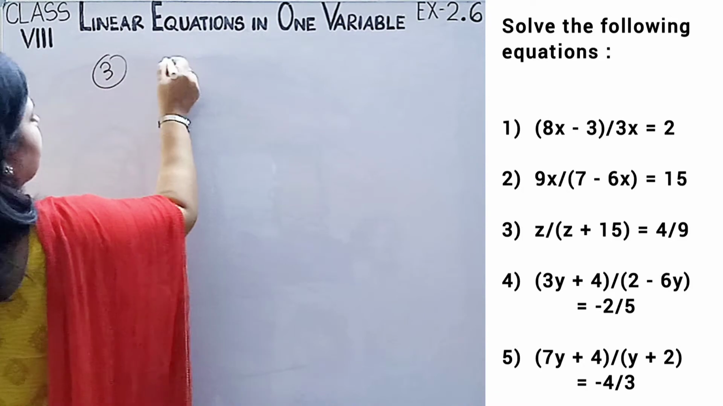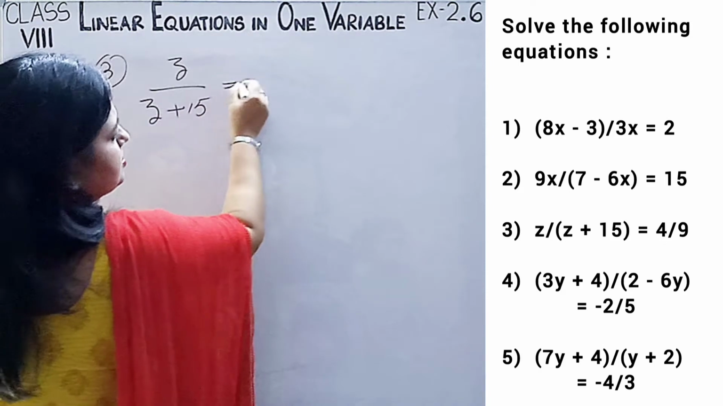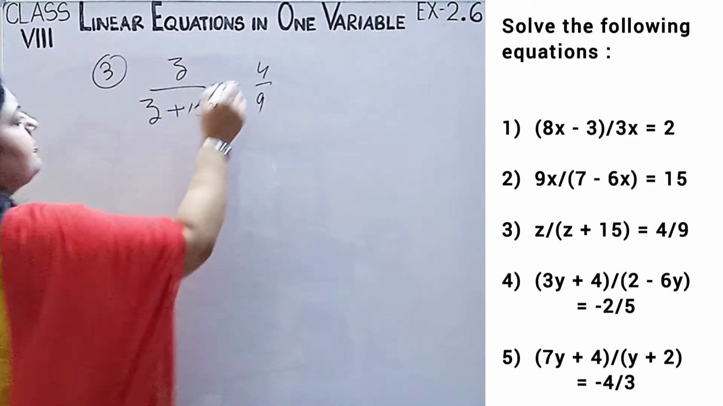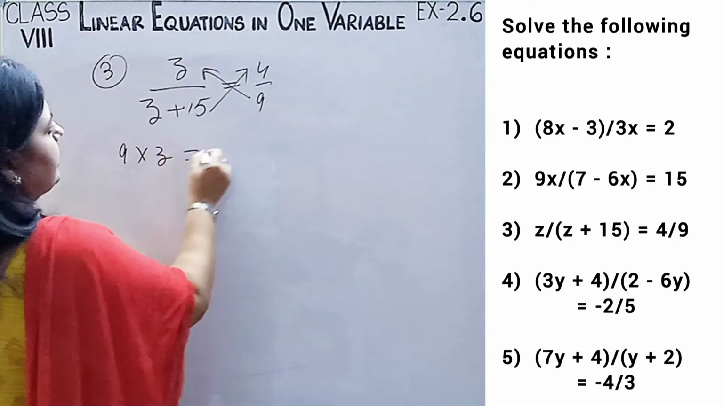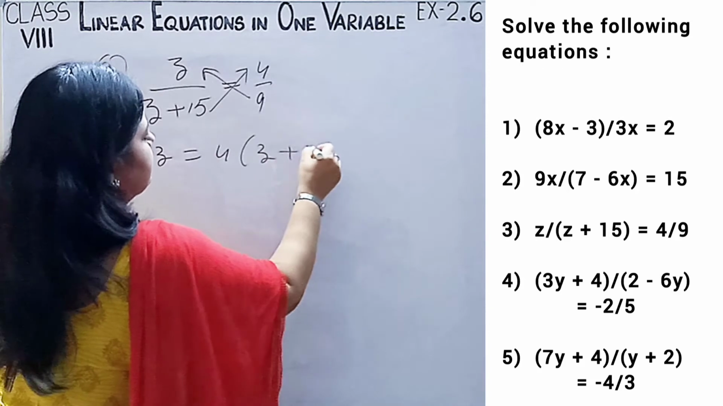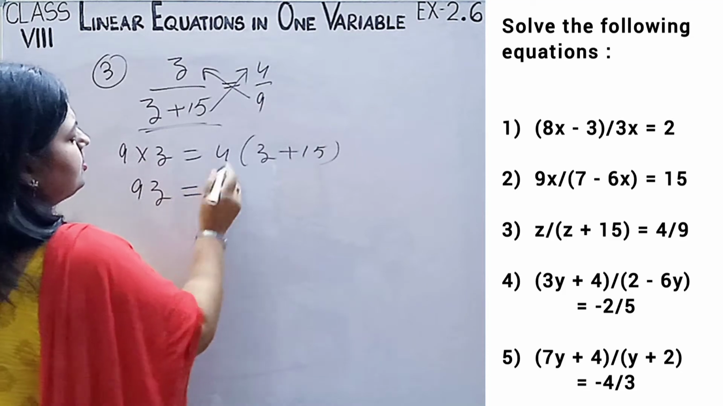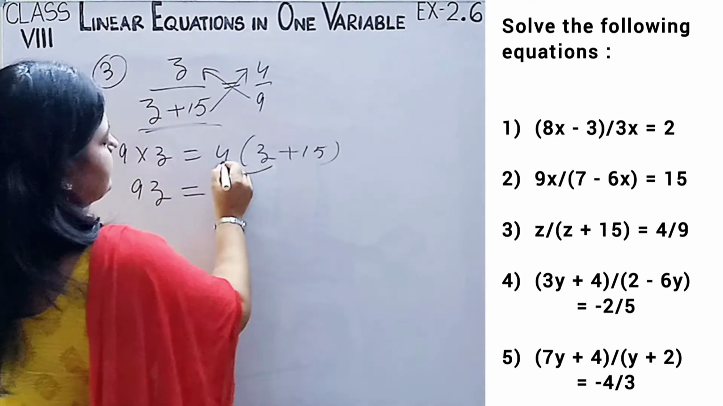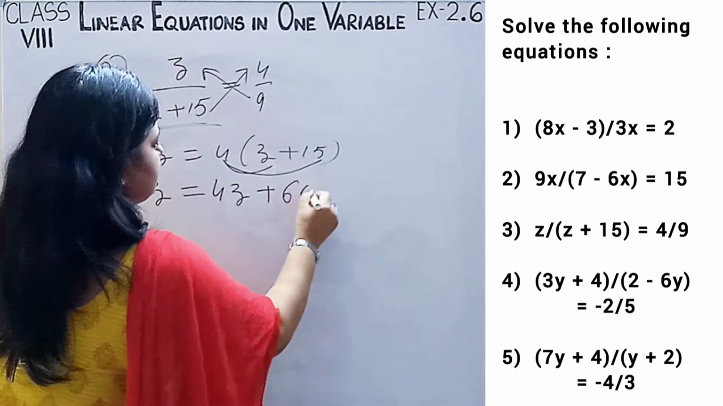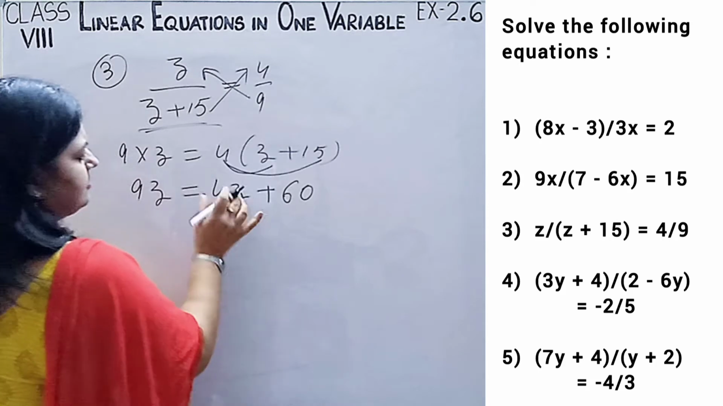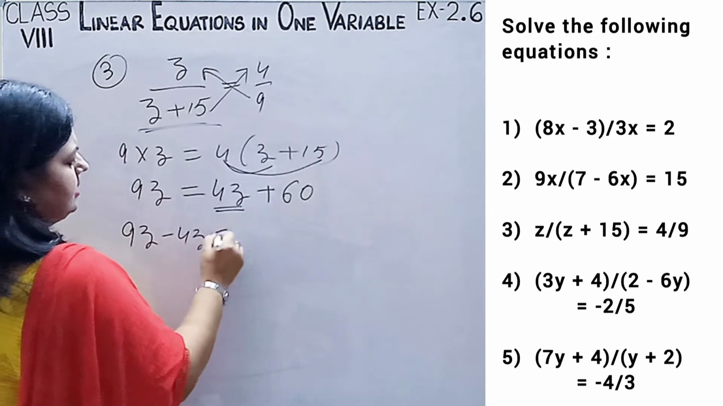Question number 3. z upon (z plus 15) is equal to 4 upon 9. The first step we have to cross multiply. So 9 z and 4 with (z plus 15). So 9 into z, 9z is equal to 4 first with z, after that with 15. So we get 4z plus 15 4s are 60. So transposing this 4z from right to left, it will become minus 4z is equal to 60.